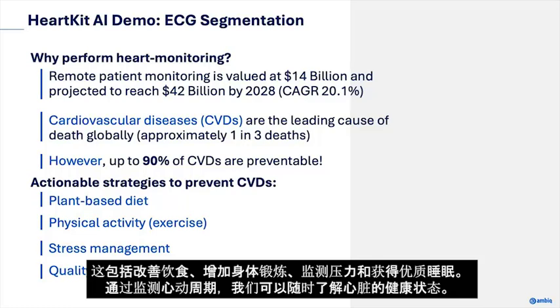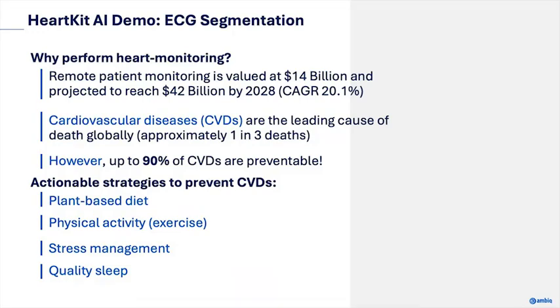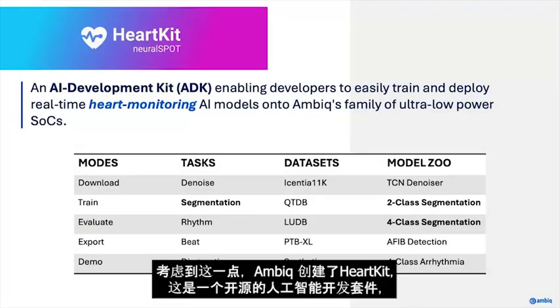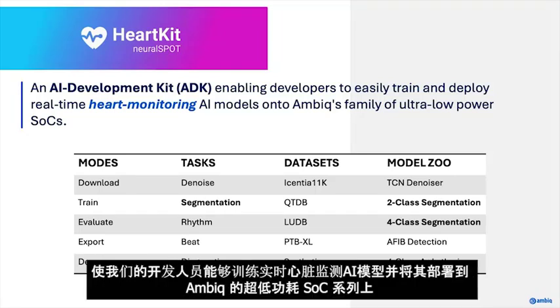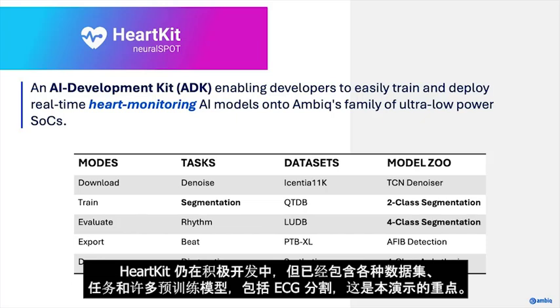By monitoring the cardiac cycle, we can keep a pulse on the health and functioning of the heart, and in tandem monitor factors impacting heart health such as stress, physical activity, and sleep patterns. With this in mind, Ambiq has created heartKIT, an open-source AI development kit that enables our developers to train and deploy real-time heart monitoring AI models onto Ambiq's family of ultra-low power SoCs. heartKIT is still in active development, but already includes a variety of datasets, tasks, and a number of pre-trained models, including ECG segmentation, which is the focus of this demo.